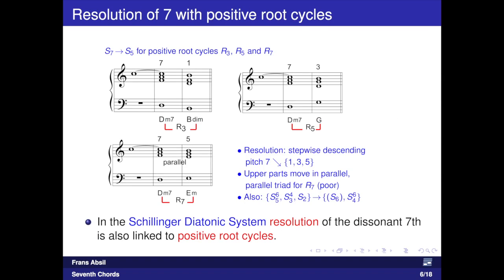Next, let's consider the resolution of the dissonant 7th. The dissonant pitch C must move stepwise down into a consonant function 1, 3 or 5. This is shown here as 3 chord progressions where the D minor 7th chord resolves into the S5 triads, the B diminished chord, the G major, or the E minor chord respectively.